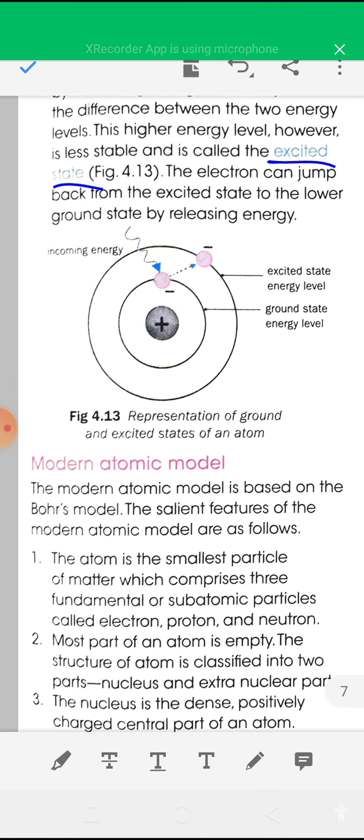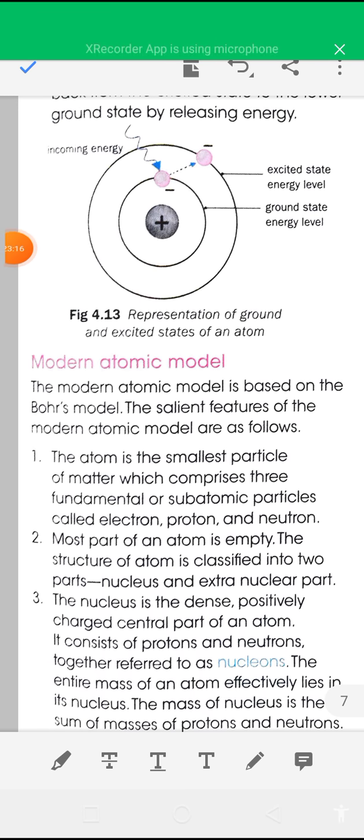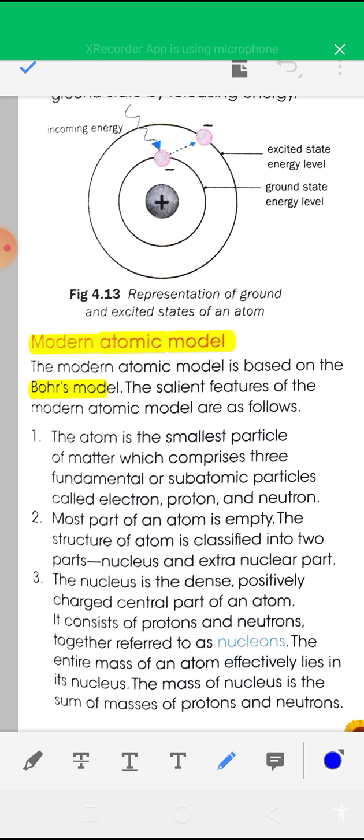Okay, and now see the modern atomic model. The modern atomic model is based on Niels Bohr's atomic model, and the main features of this modern atomic model are given here. You can see this is actually a modified version of Niels Bohr's atomic model. According to the modern atomic model, the atom is the smallest particle of matter which comprises three fundamental or subatomic particles: proton, neutron, and electrons.